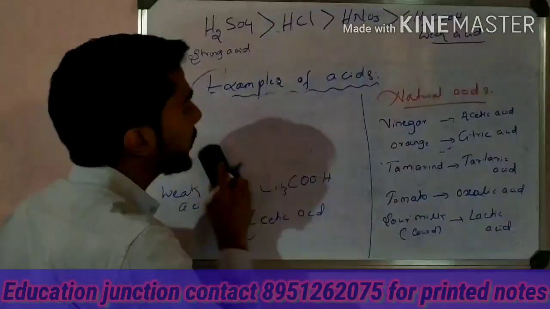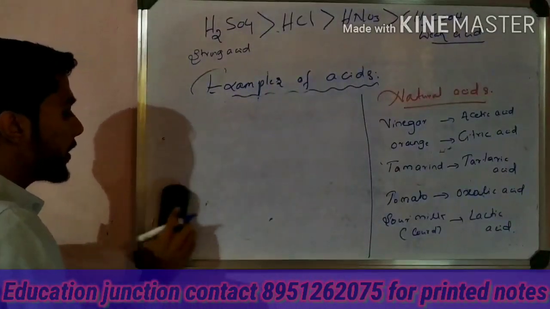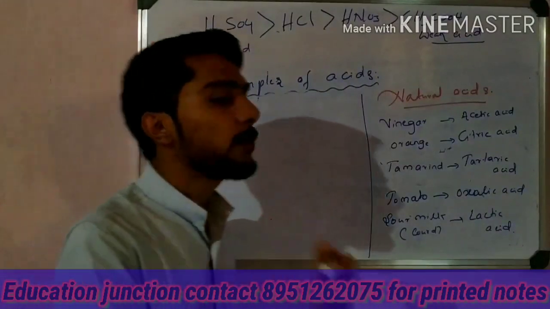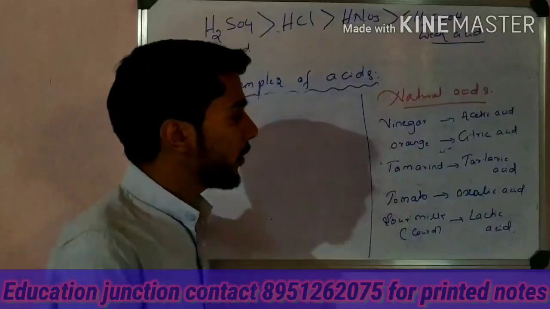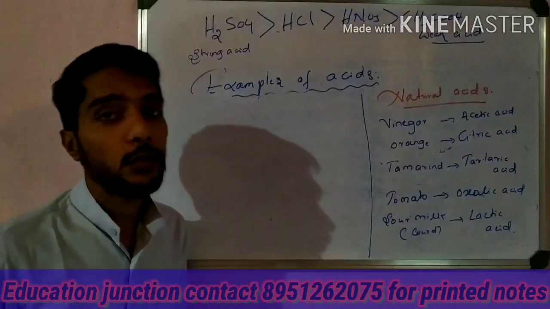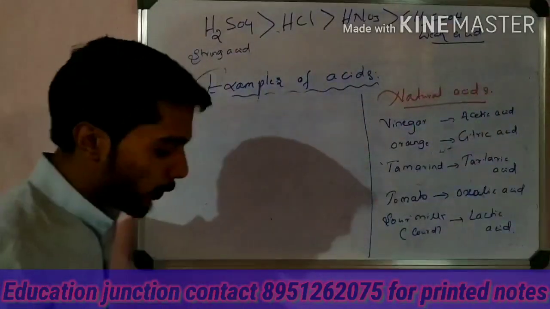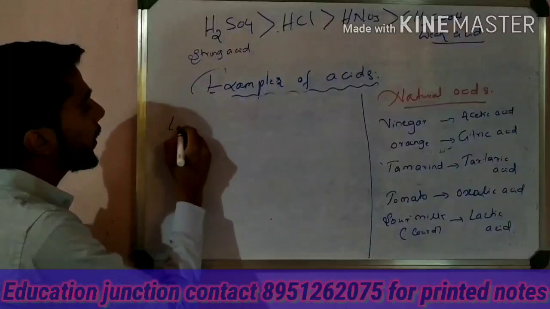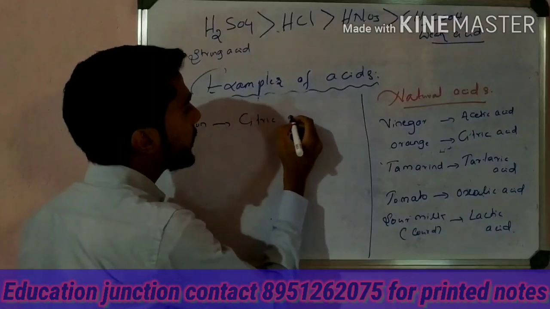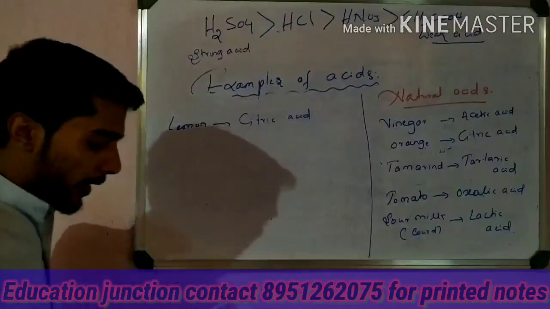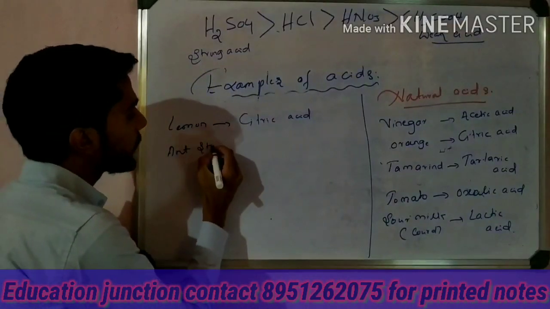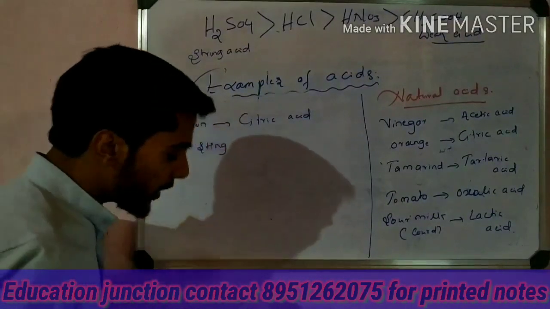There are another last three. We have to remember these acids, which is very important. In the examination they ask which acid is present in vinegar, in orange, in tamarind, in tomato, in sour milk. So you have to remember the acid names. Then lemon: in lemon it is citric acid, repeated again. Next is the ant sting. In the ant sting it is methanoic acid.